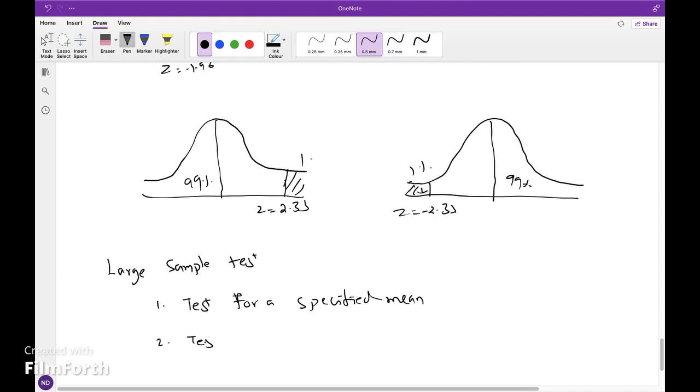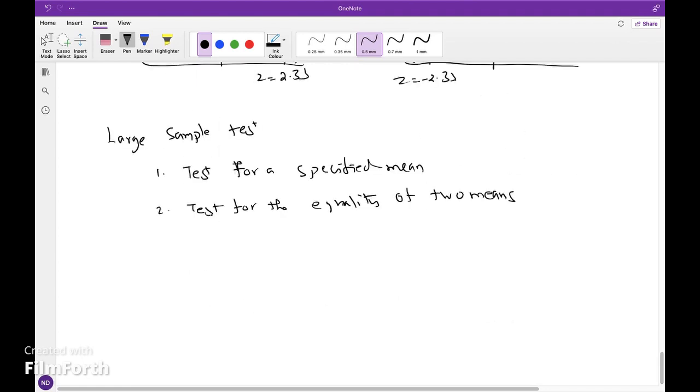Second case, test for the equality of two means. The third case, test for specified proportions. Fourth case, test for the equality of two proportions.